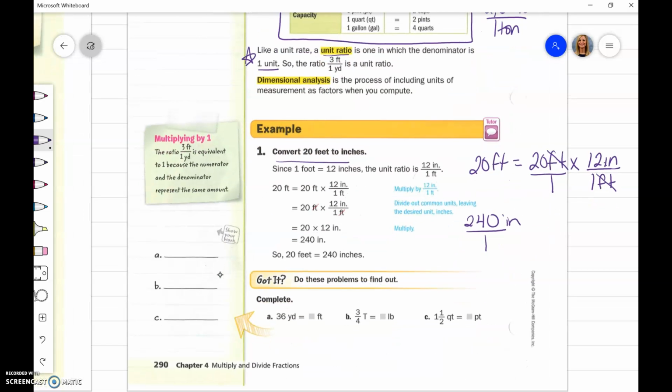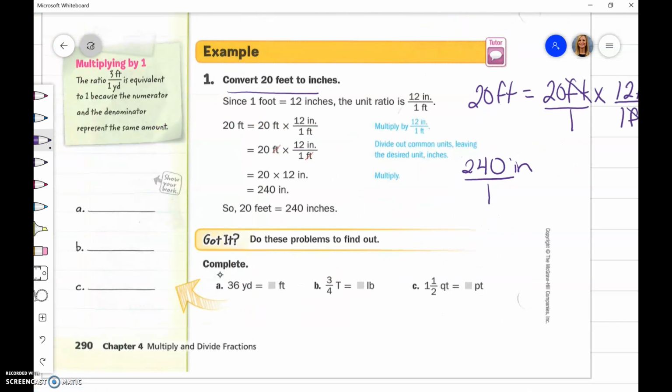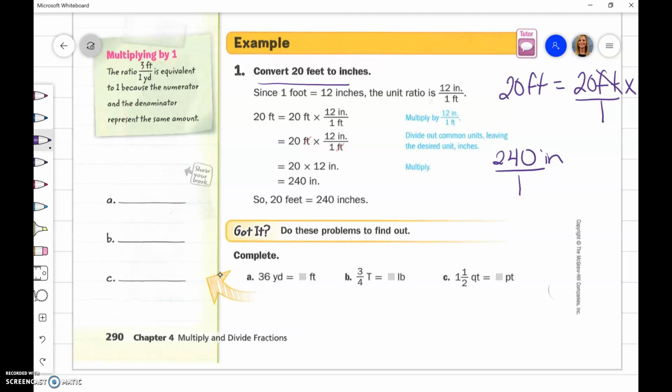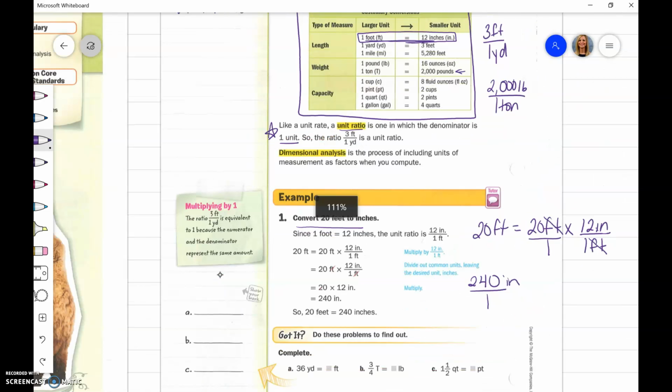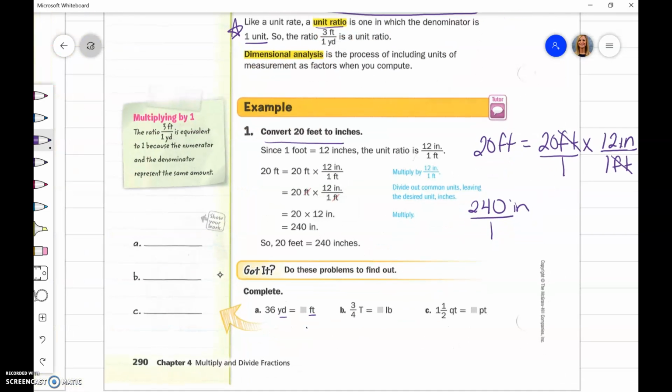Okay, let's practice this. So let's take a look at 36 yards into feet. So we're talking yards to feet right here. Okay, so I know that there are 3 feet in 1 yard. And I need to multiply that with 36 yards. I'm going to make that a unit rate. I'm going to put that over 1.